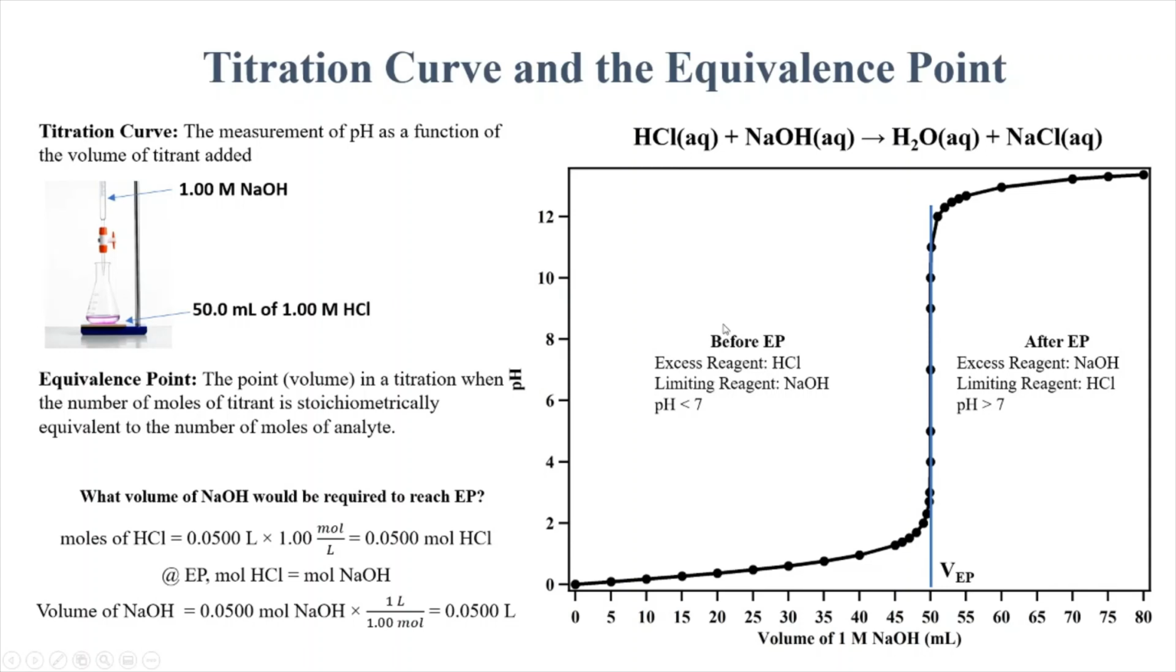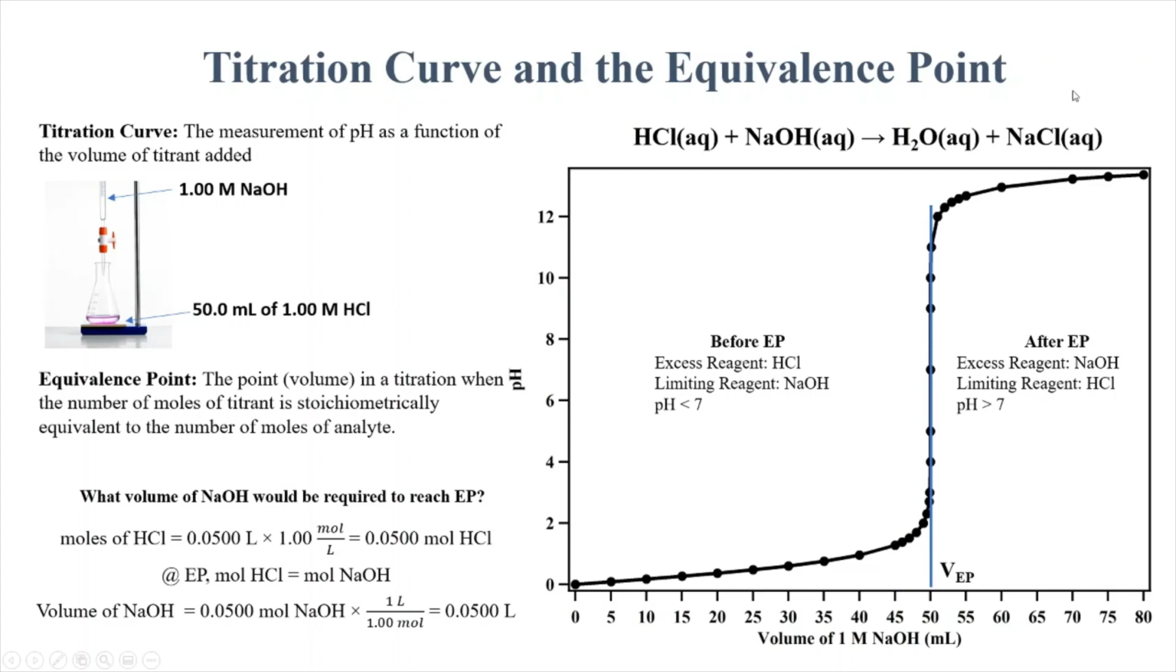So now let me summarize what I was trying to say. Before the equivalence point, we have excess HCl. We haven't added enough NaOH to react with all of our HCl yet, so the pH has to be less than 7 because we have acid around. Then at the equivalence point, our pH becomes 7 because we have exactly the same number of moles of HCl and NaOH. All that's in that solution is water and NaCl. Then when we add more NaOH than we have HCl, we get an excess of NaOH, and our limiting reagent becomes HCl. So the pH becomes greater than 7 because we have base around.